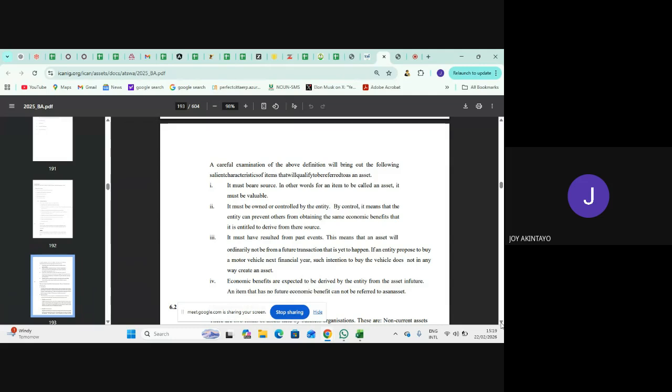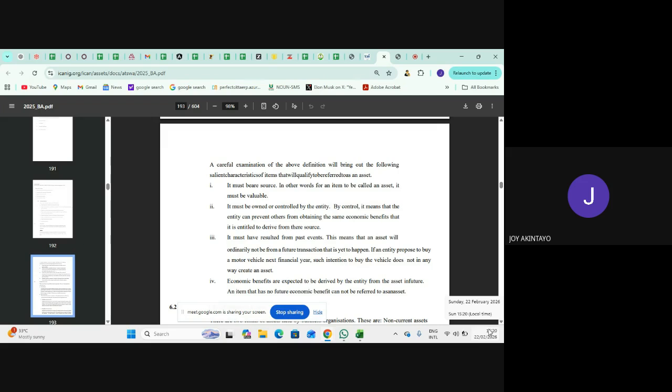Now, how do we recognize an asset? Number one, based on the definition we've stated, we must know that an asset must be a resource. Are we together? It must be a resource. Number two is that it must be owned and controlled by an entity. That is, there must be control over the asset by the person that owns it.